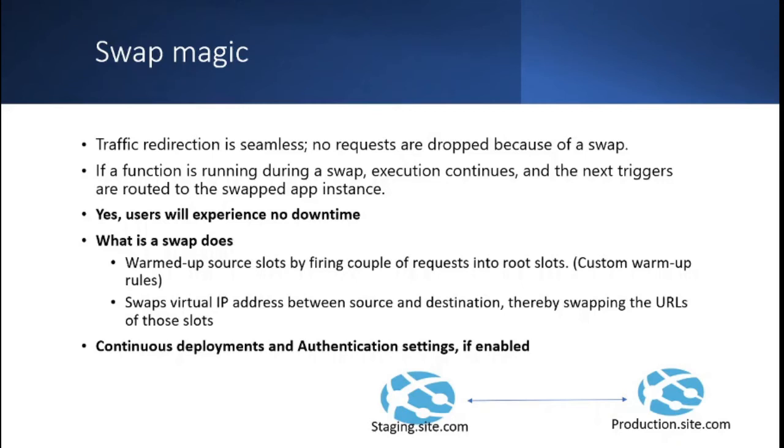For example, if you have a production site and a staging environment, and you release a new version in the staging environment, you can swap it with zero downtime.